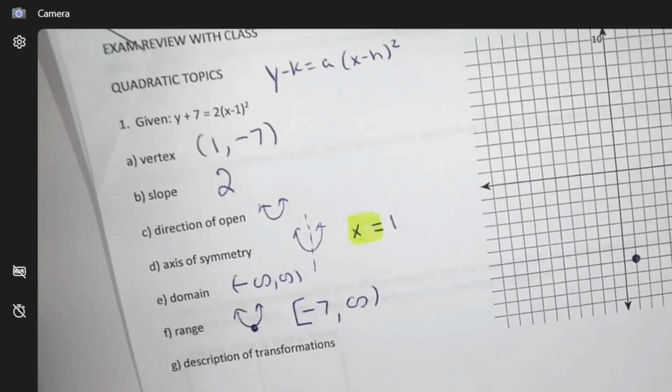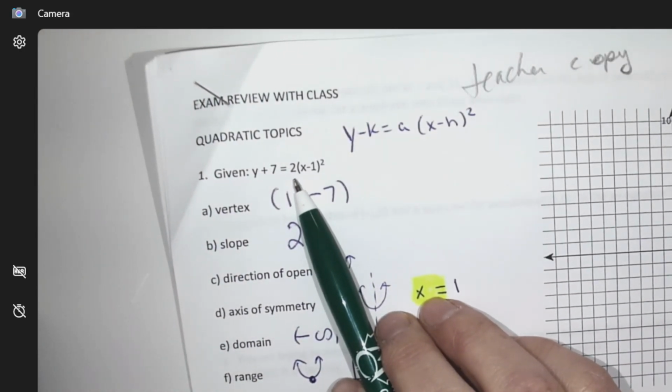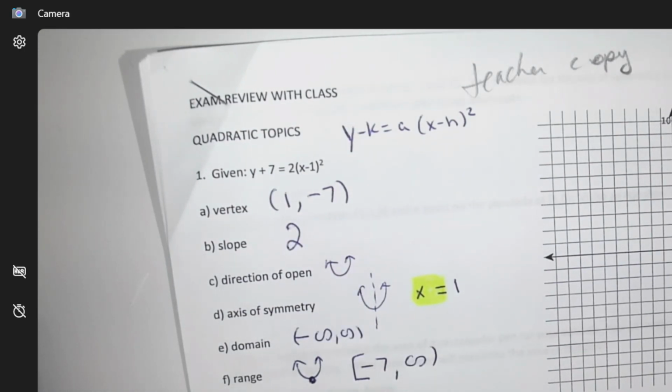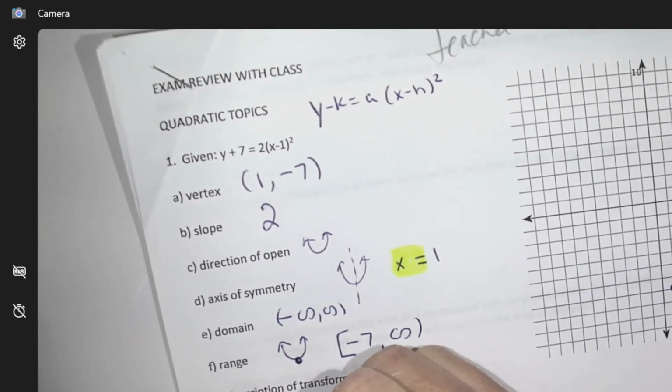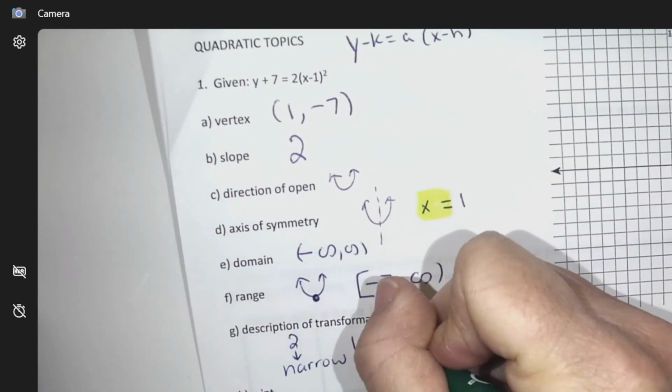Okay, transformations. So what does the 2 do to this? So I need to remember those things. You have your regular parabola. You can narrow or widen. You can flip. You can move it left, right, up, down. Those are things you can do. So the 2 is a narrow. So it gets a little bit skinnier, right? Like that.